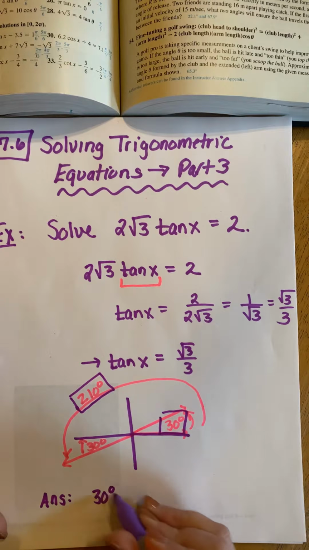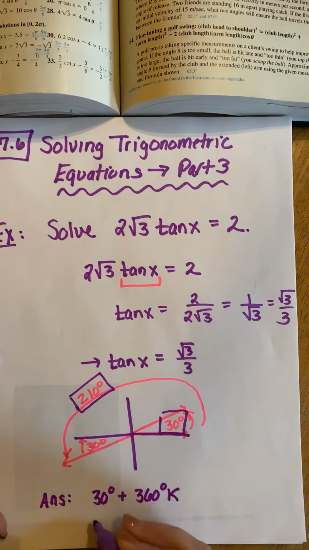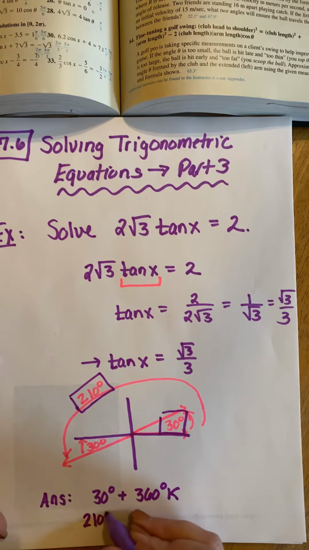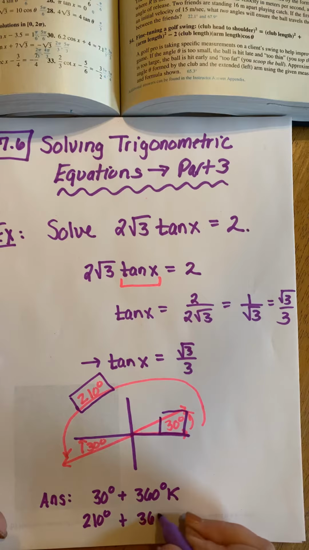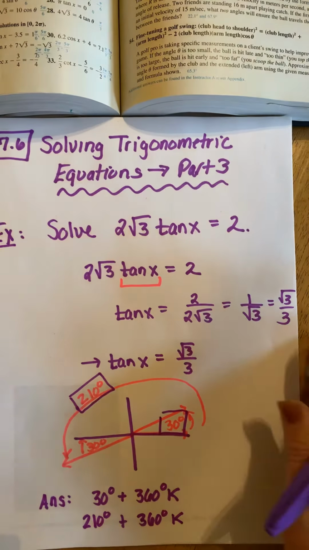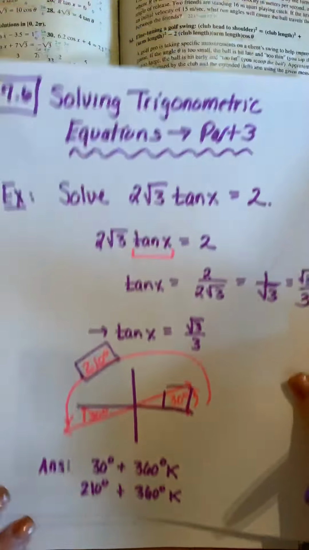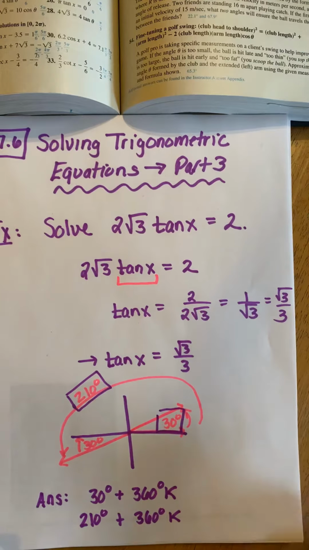So we would say 30 degrees plus all angles coterminal with 30 degrees. And then we would say 210 degrees plus all angles coterminal with 210 degrees. Now this is a perfectly acceptable answer. It's not completely simplified. And again, this is where it can get a little bit tricky.